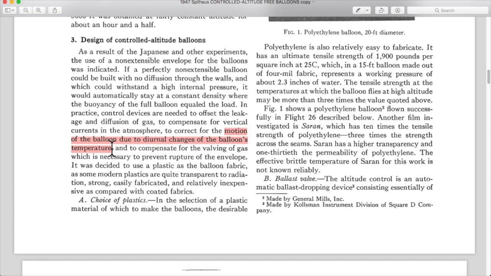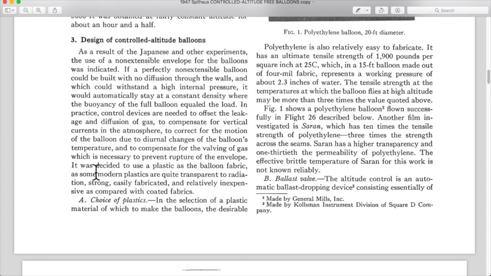That just means that it is possible that the balloon may cool down at sunset or heat up at sunrise. And at sunset, if the balloon cooled down enough for it to actually start shrinking, it would start falling. And at sunrise, if it was still shrunken a bit, the temperature would go up, which would increase the pressure due to the ideal gas law and cause it to rise up again. Decided to use a plastic as the balloon fabric.